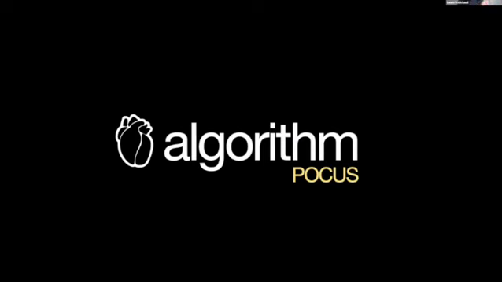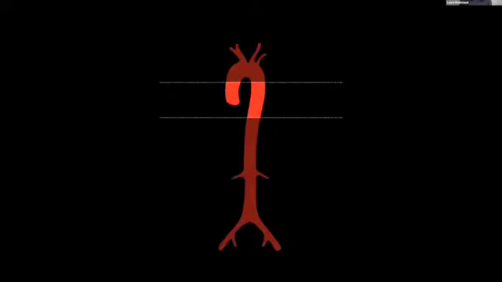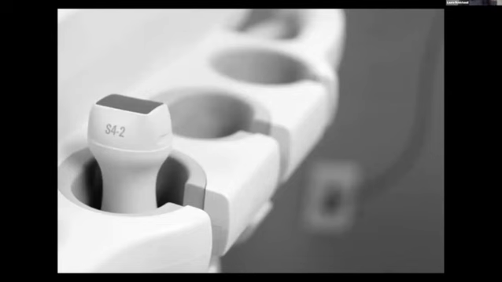So let's talk about the algorithm that I want to show you today. Today, the three things we're going to be looking at are the heart, the aortic arch, and the other arteries, including the abdominal aorta. And we're going to start where the money is most of the time, the heart. When we evaluate the heart, the part of the aorta we'll be looking at is the ascending aorta, and part of the descending aorta. Let's review exactly what we're going to be looking at.